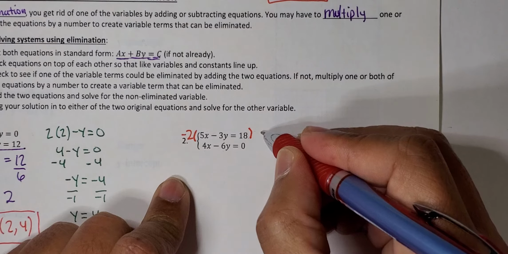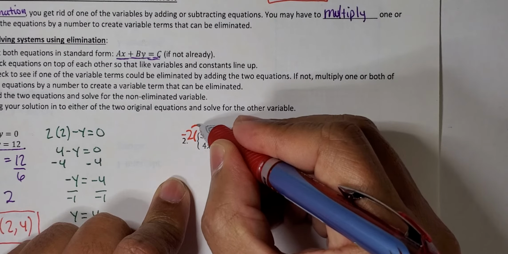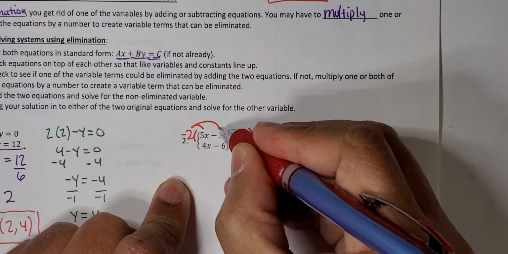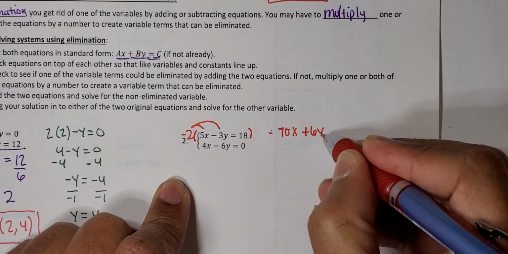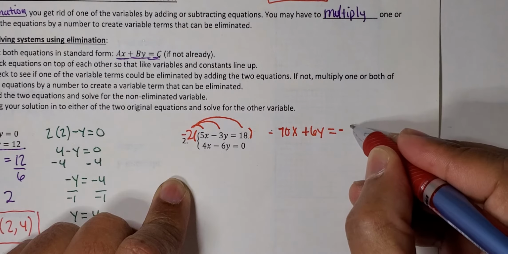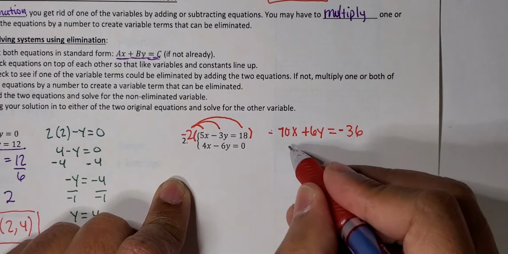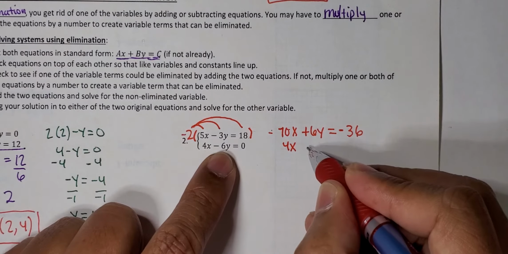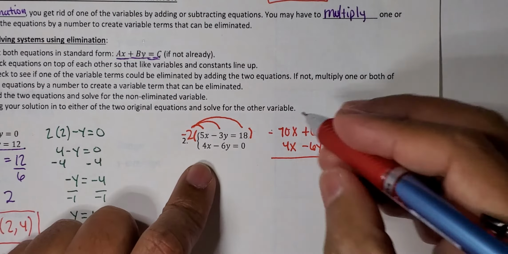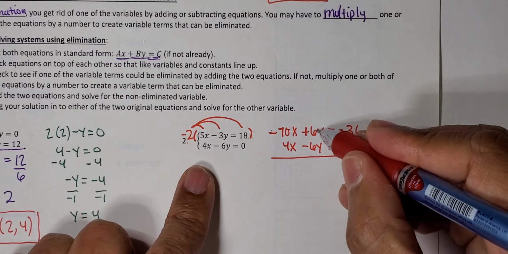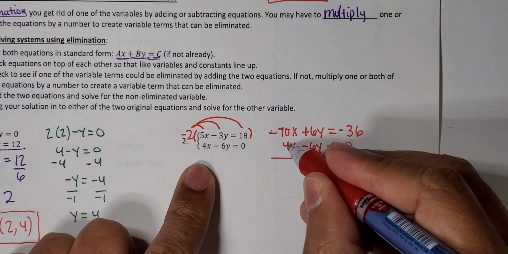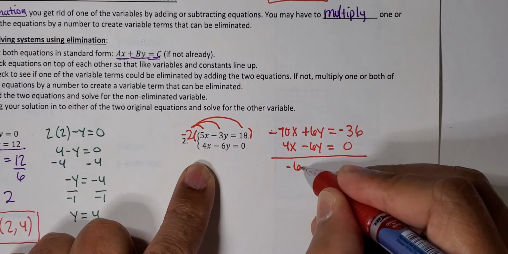When I do that, I distribute the -2 to the 5x, so it's -10x, and -2 times -3y gives plus 6y, and -2 times 18 equals -36. Then this other equation, I'm just going to bring over: 4x minus 6y equals 0. As you can see, the y's, 6y minus 6y, are going to cancel out. And -10x plus 4x is -6x.